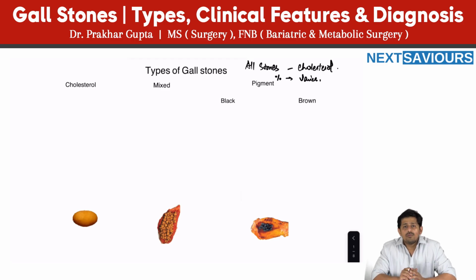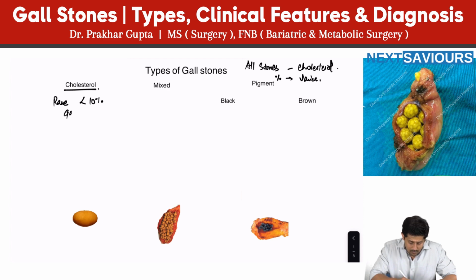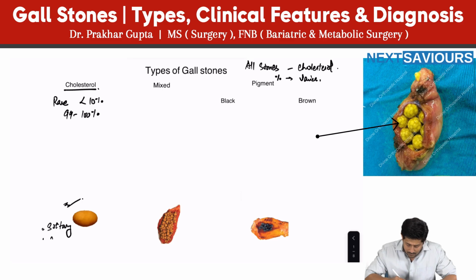Now coming on to the cholesterol or the pure cholesterol stones. Now the pure cholesterol stones are actually rare. Rare means they happen in only less than 10% of the population, and they consist of approximately 99 to 100% cholesterol. Now, as you can see in the figure over here, these stones are usually solitary. They have a smooth surface.